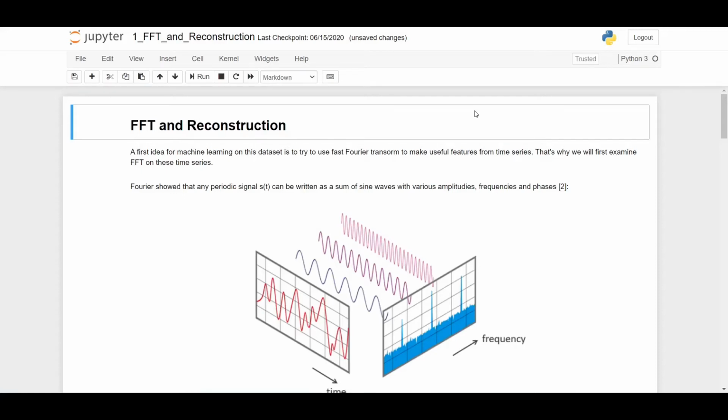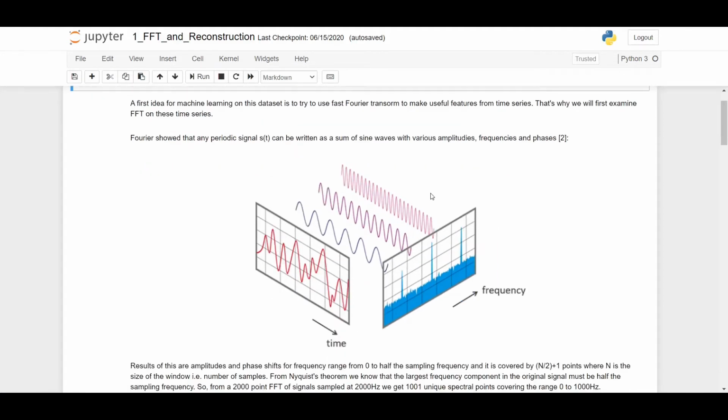The first method we are going to apply for feature extraction from this data set is based on Fourier transform, and for that purpose we are going to examine application of FFT or fast Fourier transform in Python. This figure is showing a principle of a decomposition of signal into periodical components. Fourier showed that any periodic signal can be written as a sum of sine waves with different amplitudes, frequencies, and phases. Left graph is showing time domain signal and on the right side is frequency domain signal.